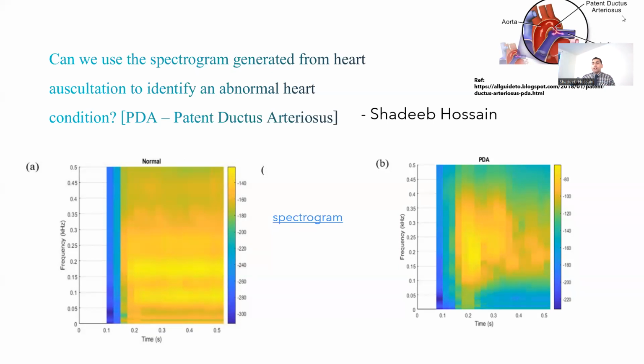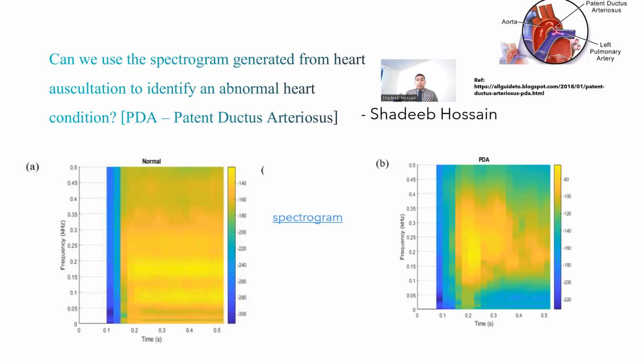You could see the diagram on the top of my screen, where what a PDA is is explained very clearly through an illustration. A patient with a PDA condition would have a blood flow going from the aorta to the left pulmonary artery. Under normal conditions, it doesn't exist. But a patient with a PDA would have an abnormal blood flow occurring between the aorta and left pulmonary artery.